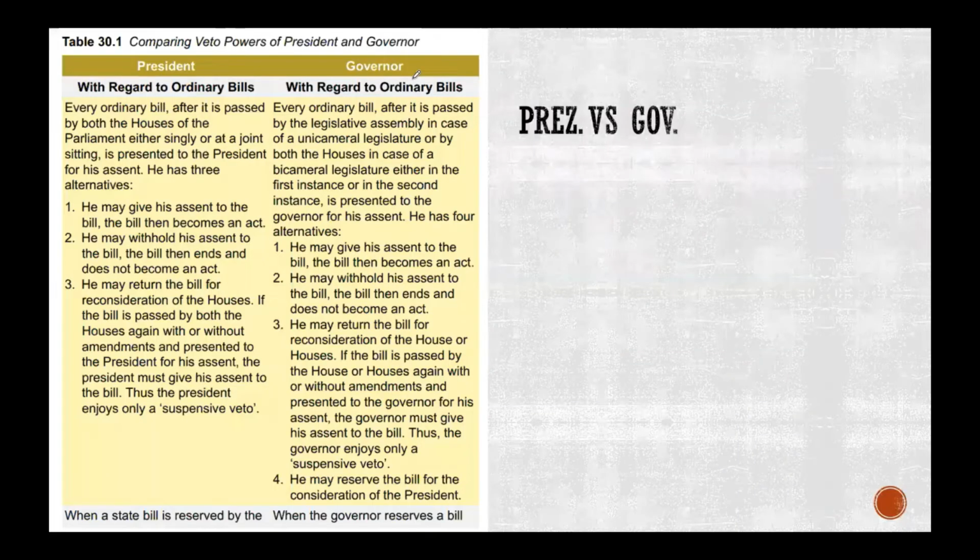So when you have ordinary bills, the president has a particular role, okay, and the governor has a certain role. Let's take a look at this. So every ordinary bill, after it is passed by both houses of the parliament, okay, now, so when do you have a joint sitting? When do we have a joint sitting? During deadlock. And how do we define a deadlock?